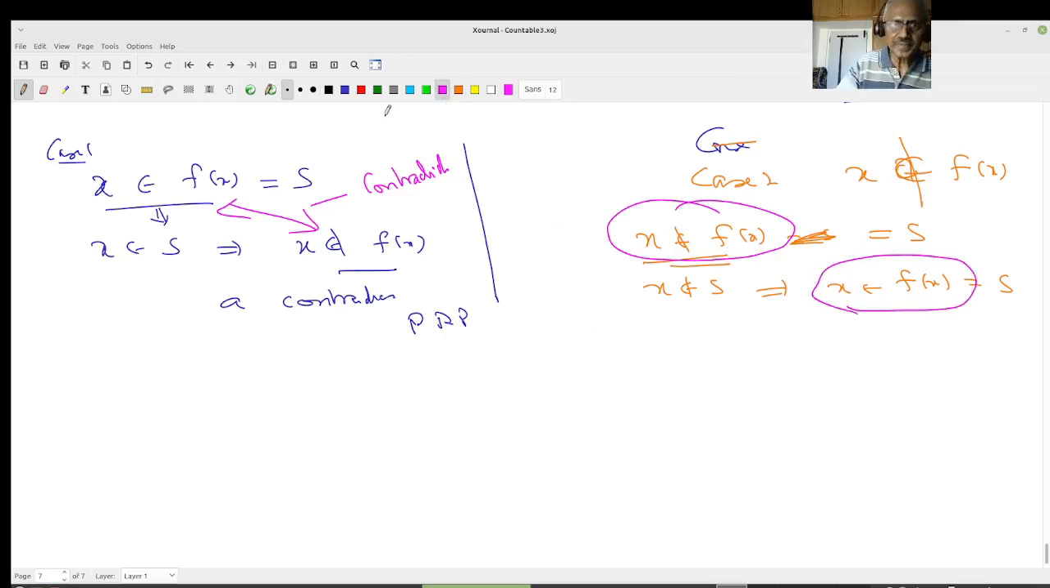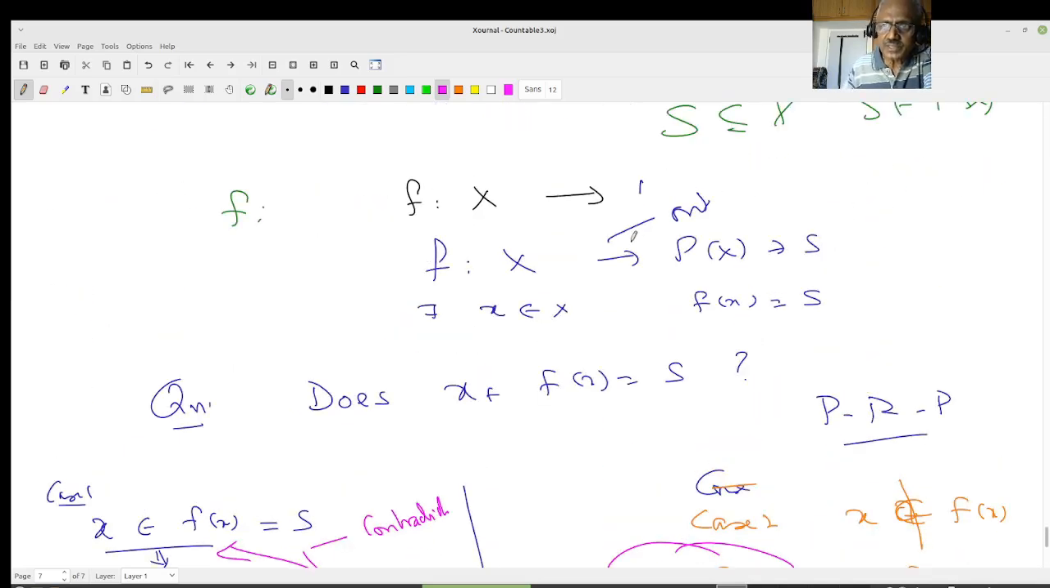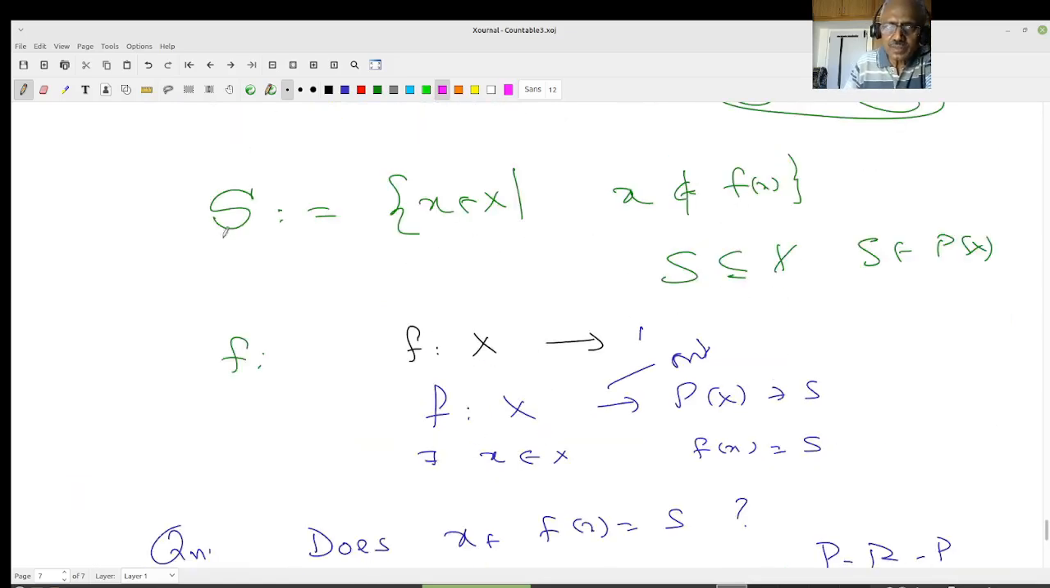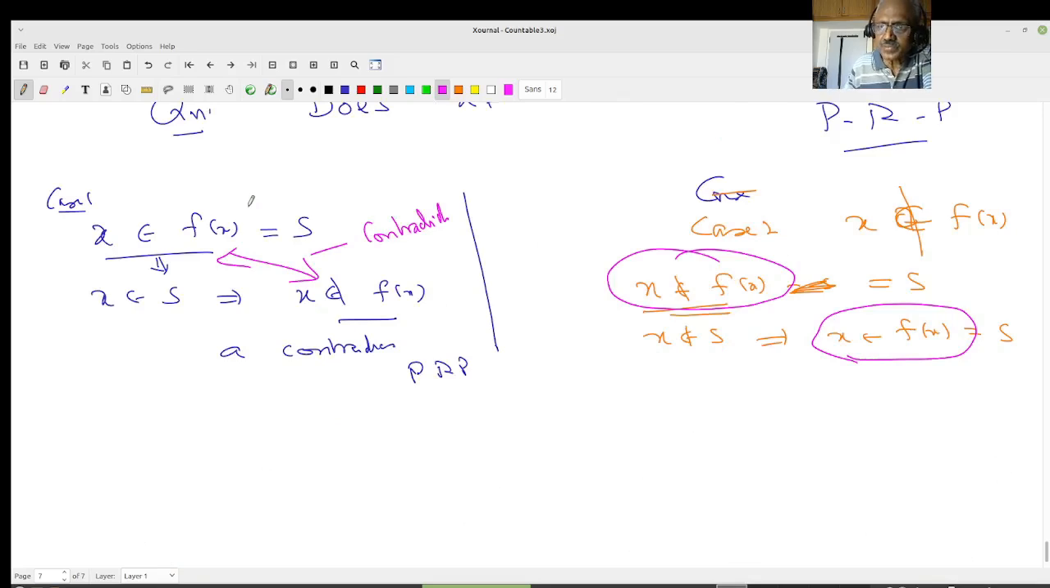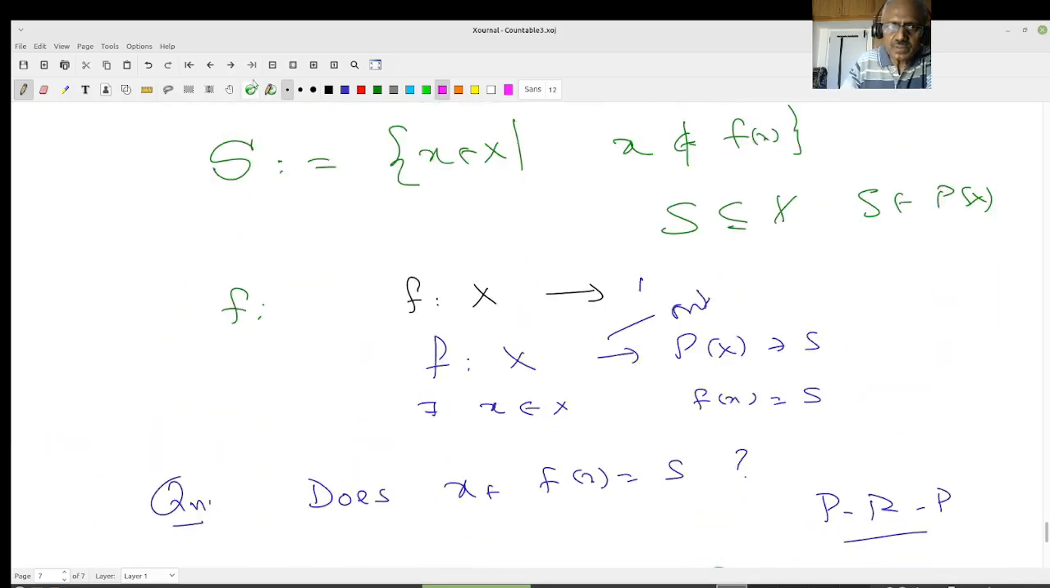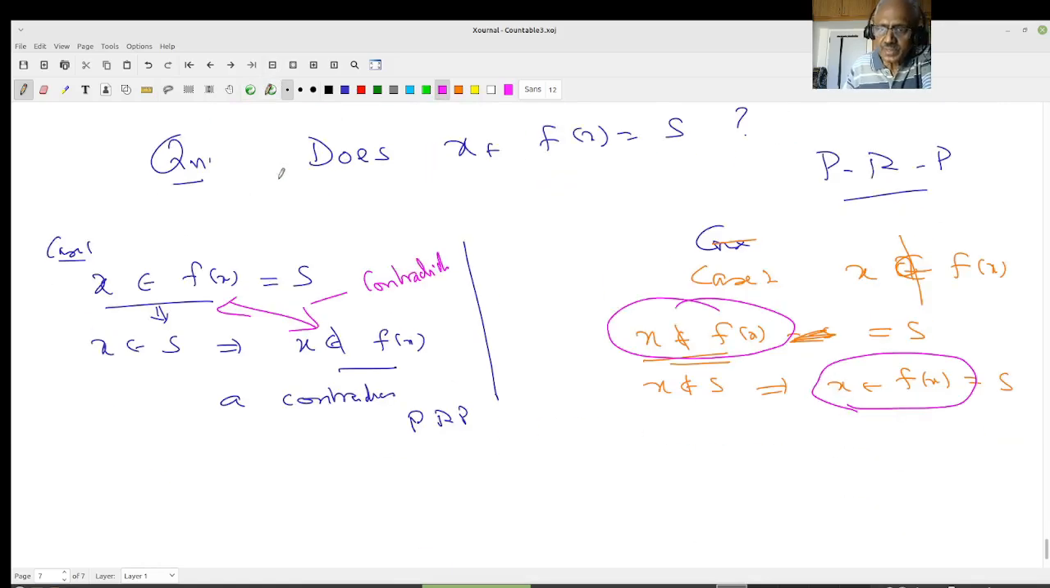Again, let me repeat. As I said, mind-boggling for the first time if you are learning this. So suppose x is not in f(x). Now let us look at the definition of S. If x is not in f(x), what does that mean? It must be an element of S. Therefore x is an element of S.